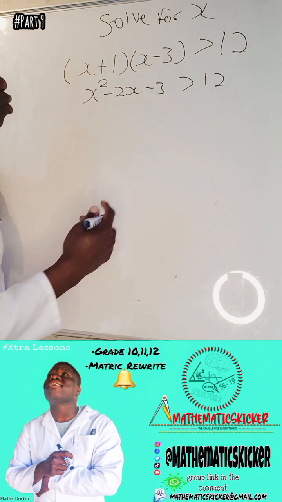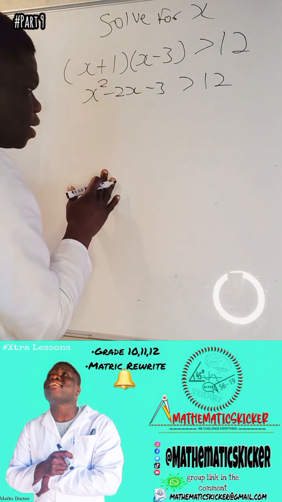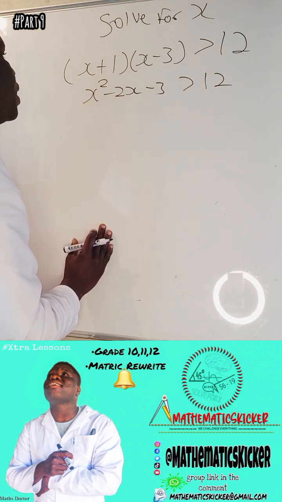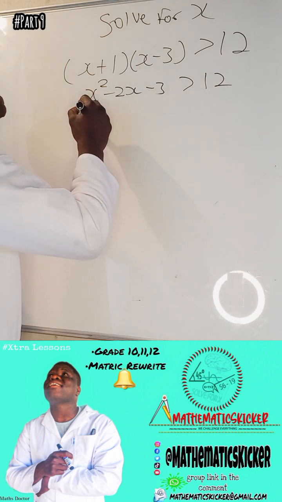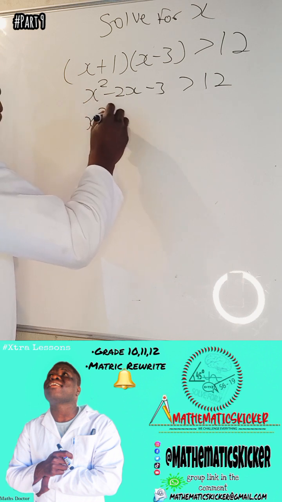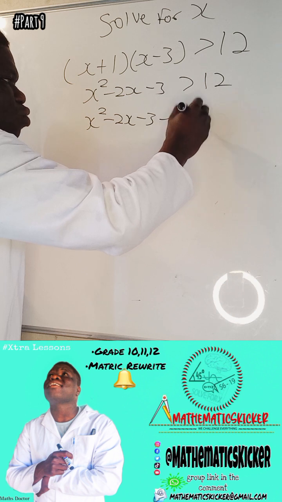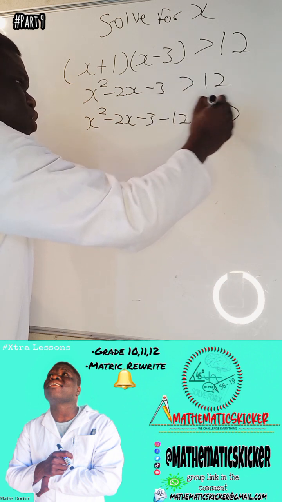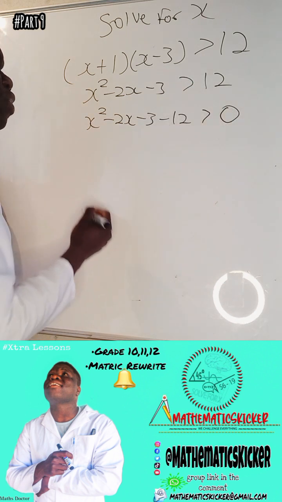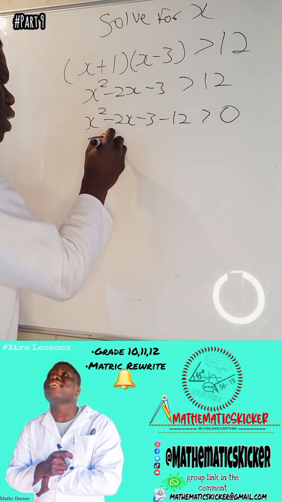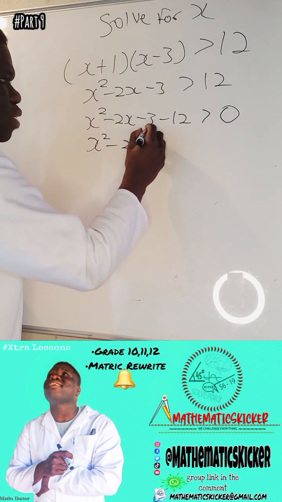Yes, you can do it on your own. Then it will lead you to this step. Right. Then now let's proceed. We'll have x squared minus 2x minus 3. We change 12 to the other side. We have minus 12 is greater than 0. So it's greater than 0. Then we have x squared, then minus 2x. We have like terms here.